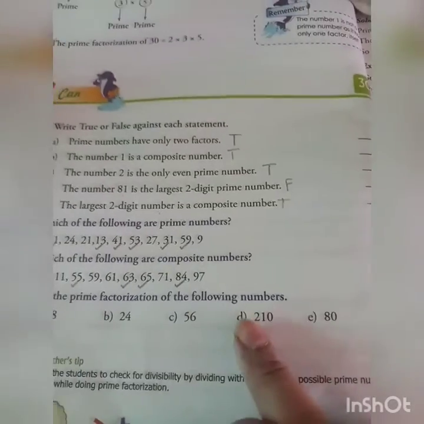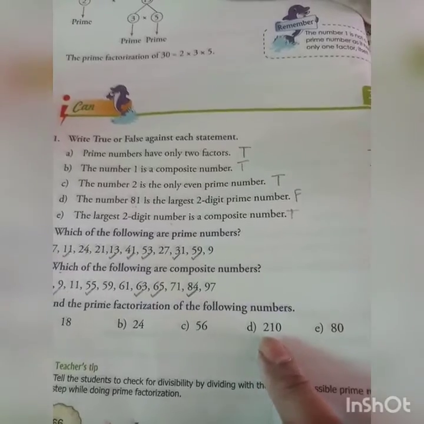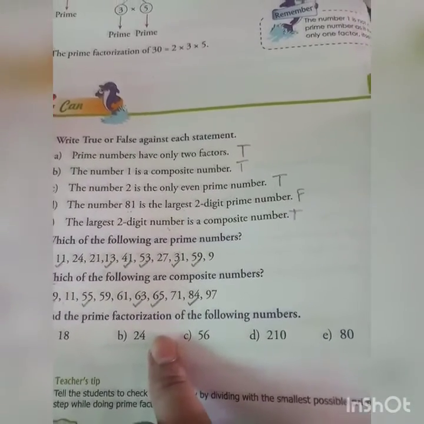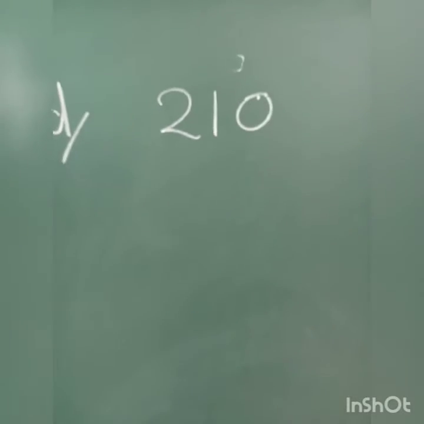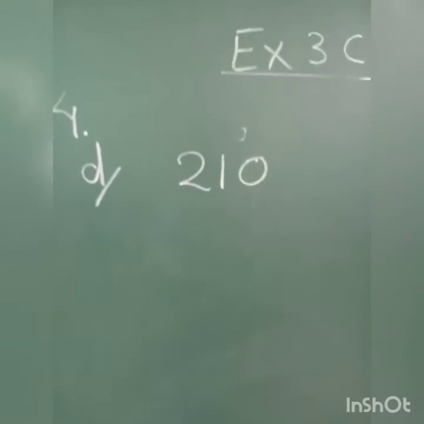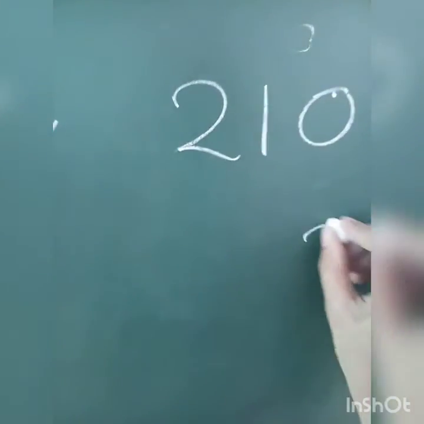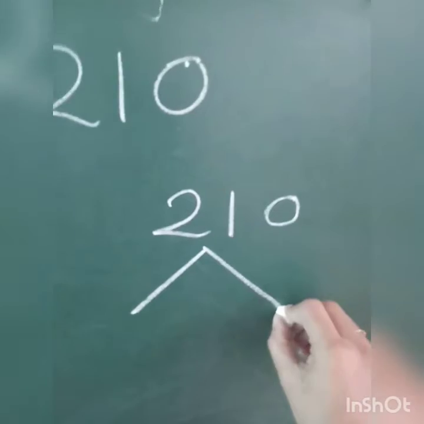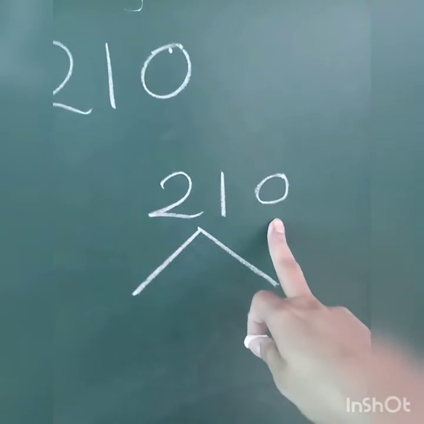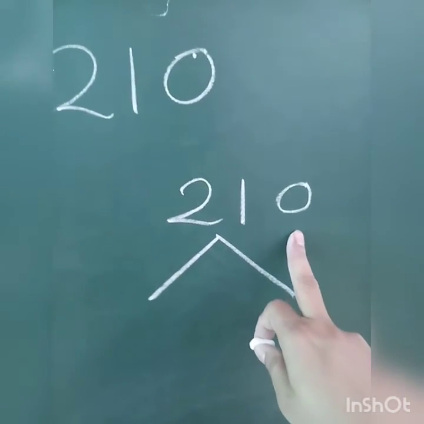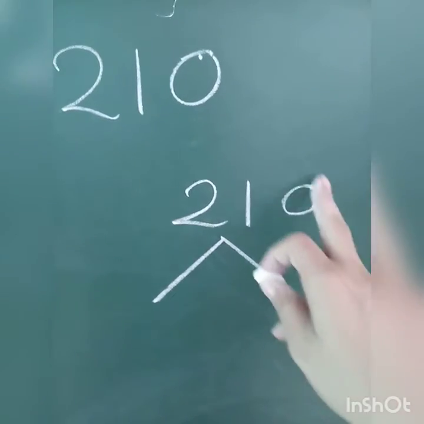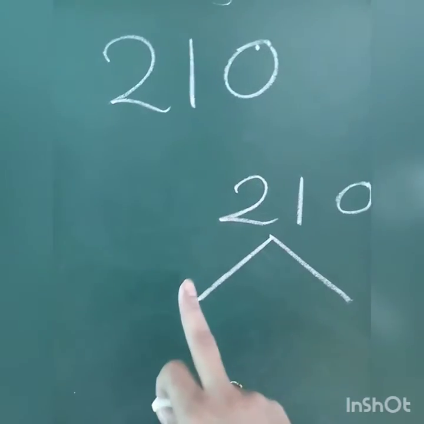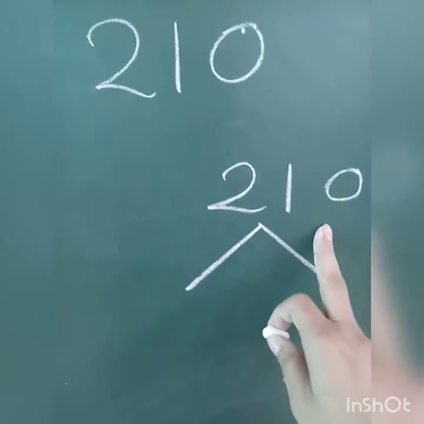Now I solve this D, 210. B and C you have to do on your own in your maths notebook. Okay. So number D is 210. Let's start. 210 is a composite number. Then again we check at ones place, 0 is given there. That means according to the divisibility rule of 2, 210 is divisible by 2. So we have to divide this 210 by 2.